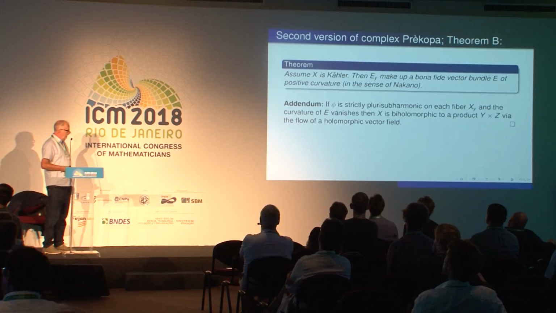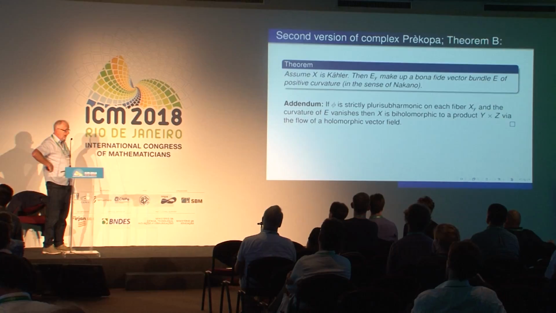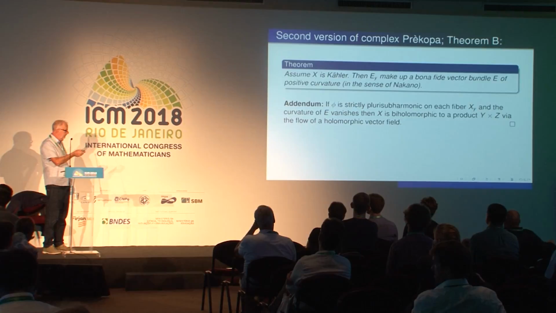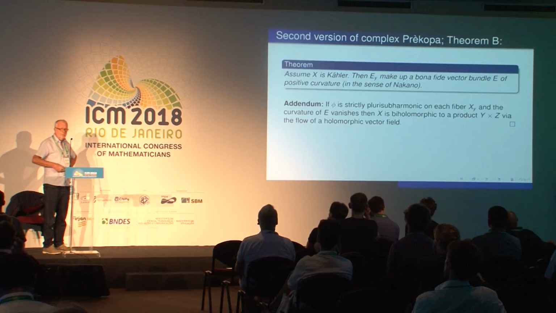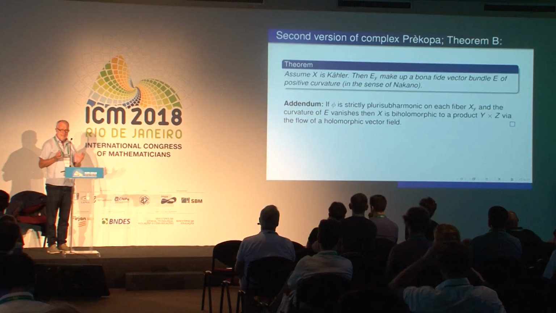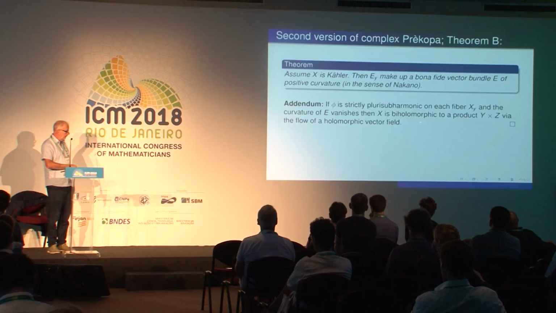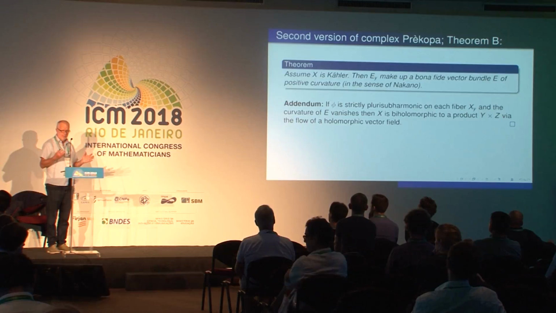And an addendum that corresponds to the conditions for equality in Prékopa's theorem. I'll just say it very roughly. If phi is strictly plurisubharmonic on each fiber, that's a technical condition which is necessary, actually. Well, something like that is necessary. And if you assume that the curvature is not greater than or equal to zero, but actually zero, so that the bundle E is flat, then the situation is actually trivial. So then X is biholomorphic to a product. The fibration is a product.